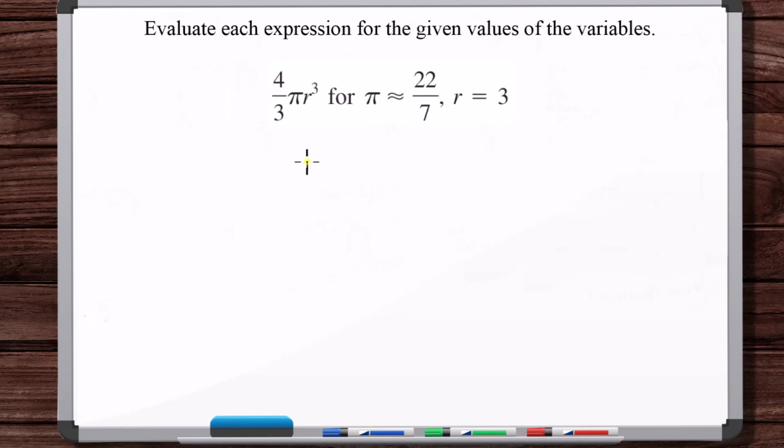Okay, so let's see. We've got 4/3 pi, and then you focus in on the variable. Don't worry about the operations around it. Just focus in on the variable, erase the variable, and replace it with the parentheses and the number. So cubed. So 3 cubed is 27. Okay, 9 times 3 is 27. 9 times 4 is 36. There we go.